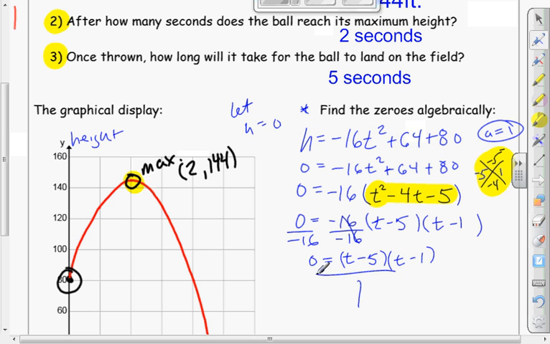So either t minus 5 equals 0, or t minus 1 equals 0.